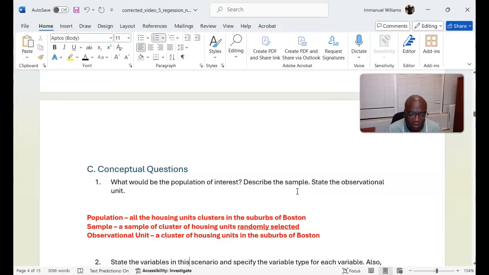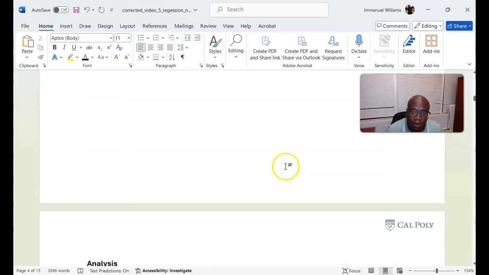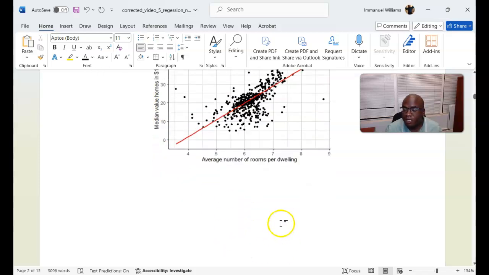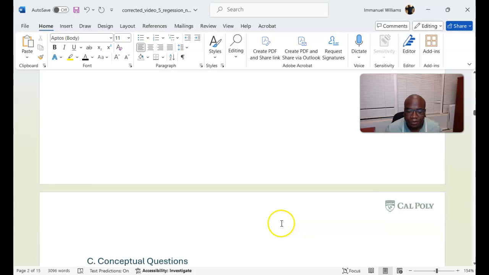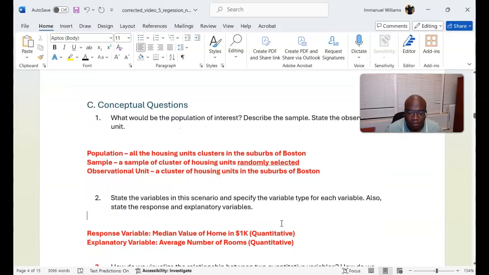All right, so state the variables in this situation. It's going to be the average number of rooms, as well as the median value of the home. And both of those variables are quantitative. And the response variable is always going to be on your y-axis. Never will I trick you. So the median value is going to be your response variable, and your average number of rooms is going to be your explanatory variable. And they're both quantitative.